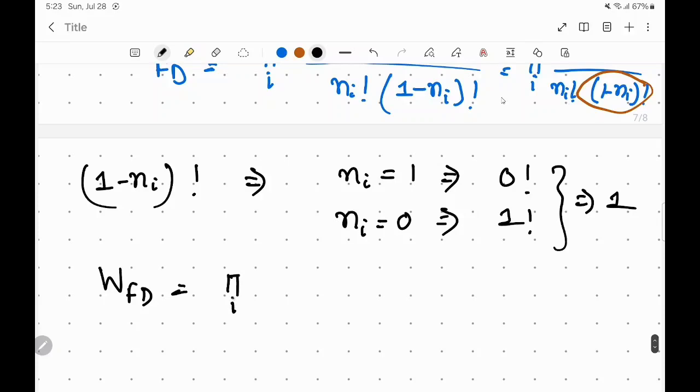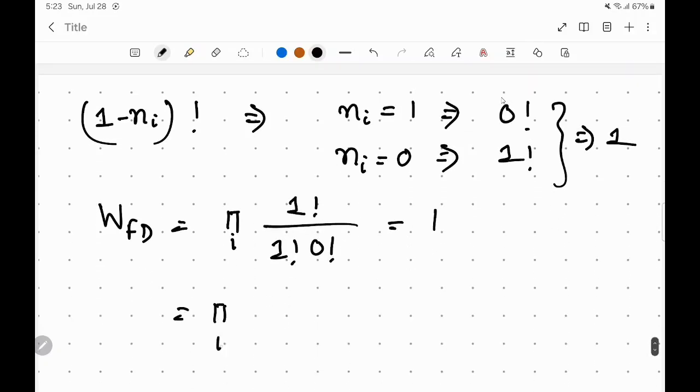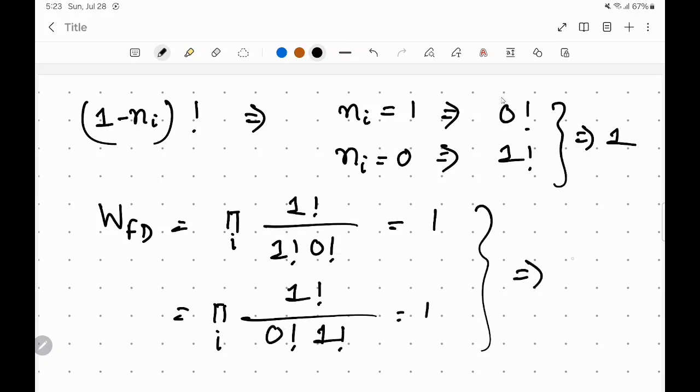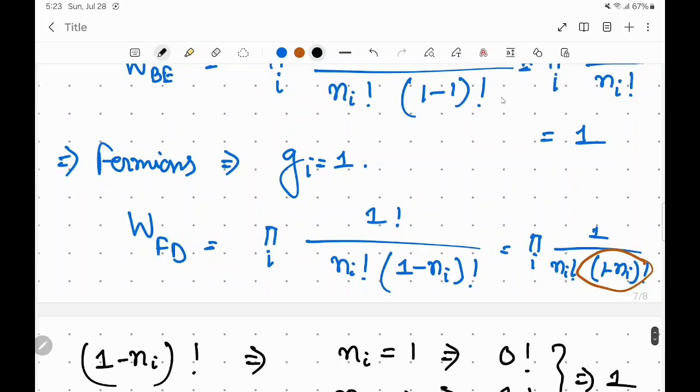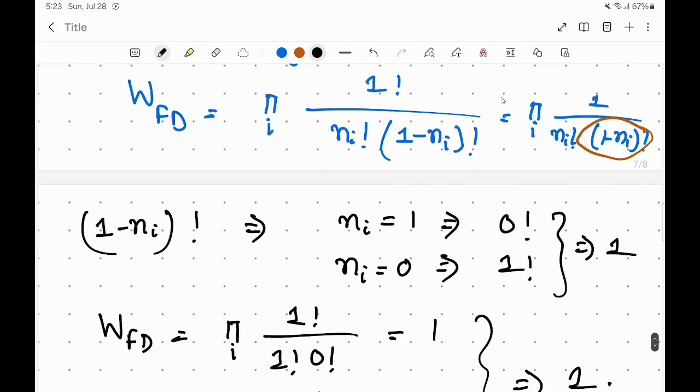In the first case, Ni is 1, so 1 factorial into 0 factorial, that is 1. And for the second case also, it is 1 factorial divided by 0 factorial into 1 factorial, that is also 1. So if there is no degeneracy for a fermionic particle also, there will be no other orientation factor, the weightage factor will be 1. From the equation it can't be solved directly, but if you input this logic, then it is straightforward.